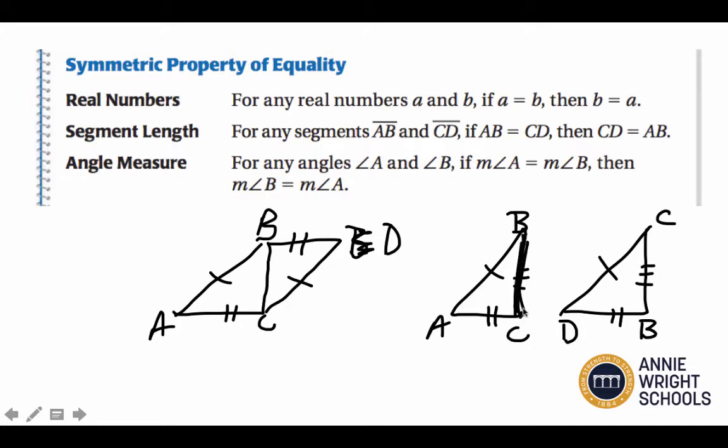Notice that this segment corresponds to CB, not BC, so the letters are actually reversed. That's a form of the symmetric property, that BC equals CB. You flip those letters. It's not the same. So it's important that we have the symmetric property, that we can switch the order.